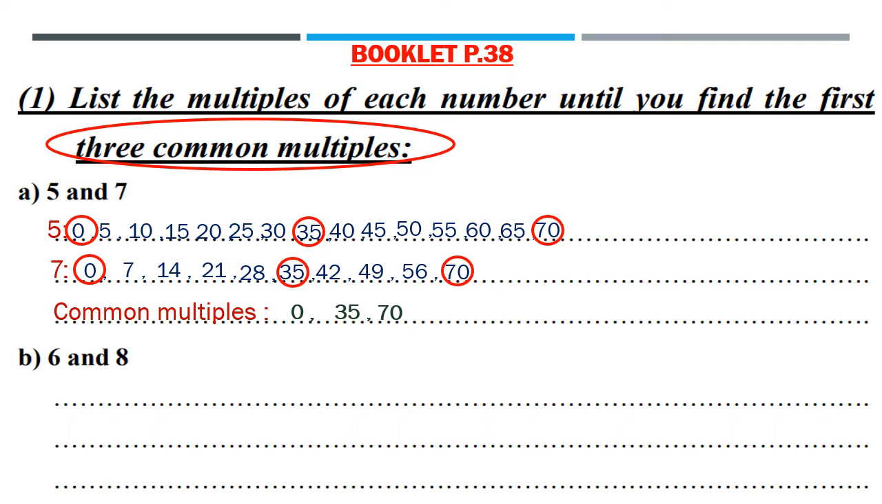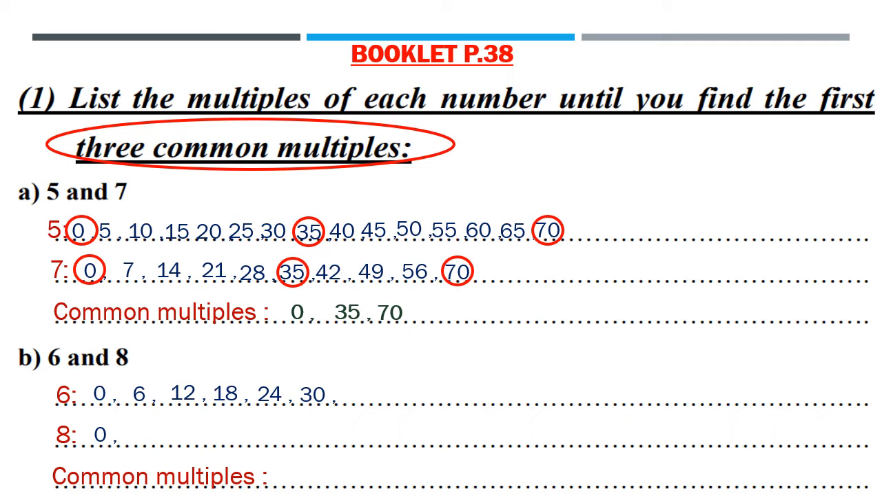Letter B, 6 and 8. In this case, as you know, I have to write the multiples that I know of 6 and the multiples that I know of 8, then the common multiples of them. 6, I will start from 0. Skip count by 6, it will be 6. Skip count again by 6, it will be 12, 18, 24, 30.